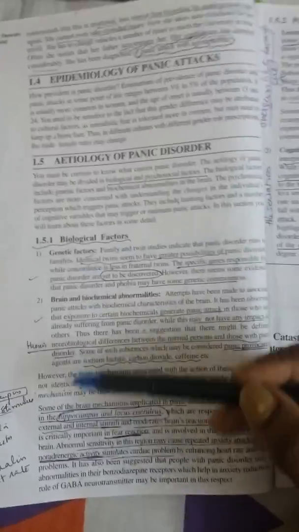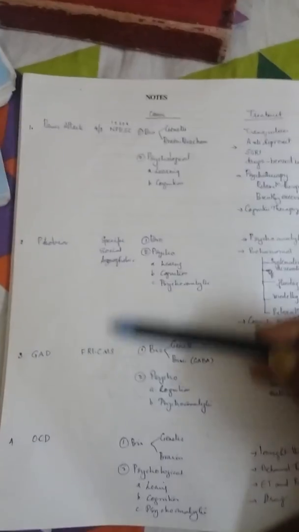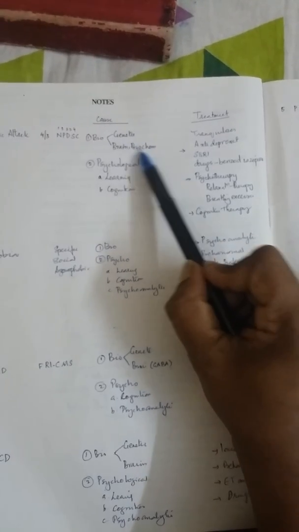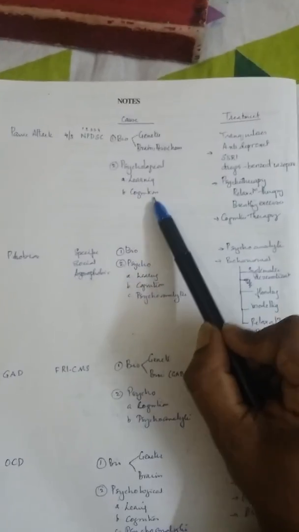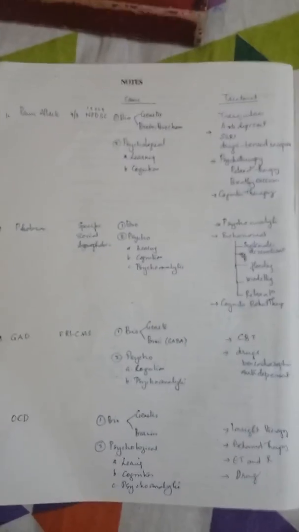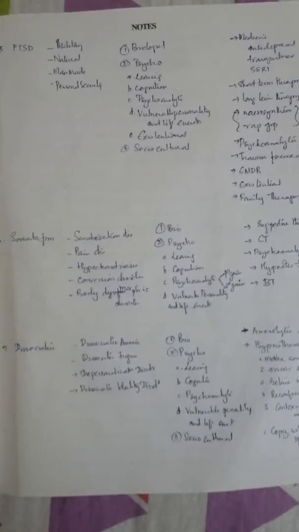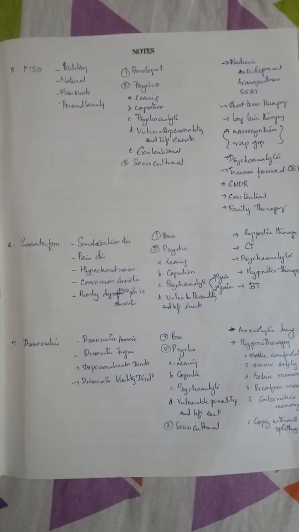Etiology. In this book in particular, you have etiology, which is biological and psychological. For ease, I made a chart like this. For panic attack, there's biological and psychological. Biological: genetic and brain biochemistry. Psychological: learning and cognition. I will share this chart with you. As you're seeing, you can pause the video and write this down. This is the next page. You can pause and write this down later.